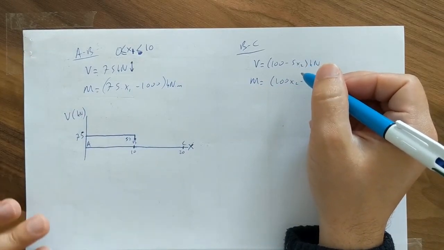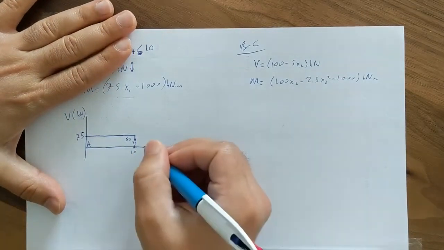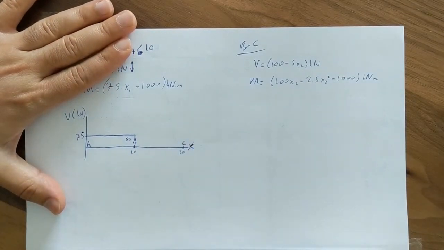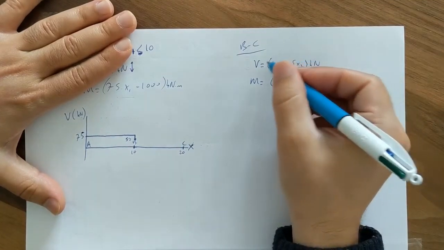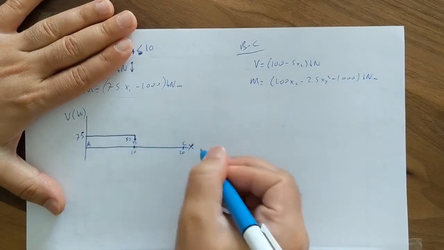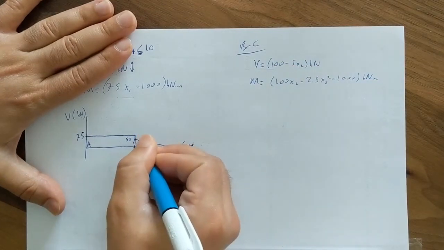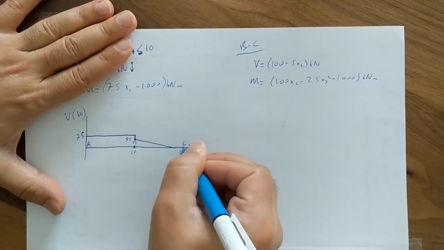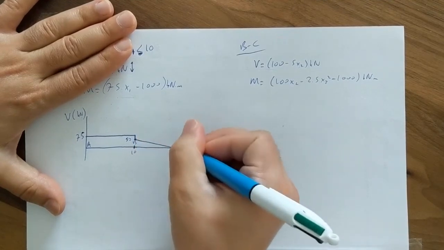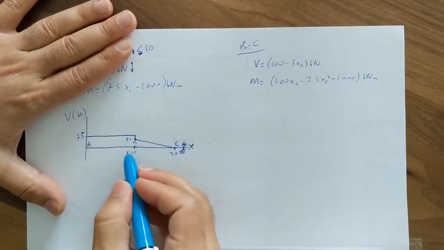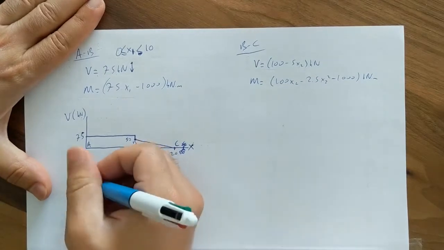But how will the values go down? Will it be a slope or a parabola? It will be a slope because it's a linear equation. Okay, let's call here 20. So this is the shear diagram using the equation method.